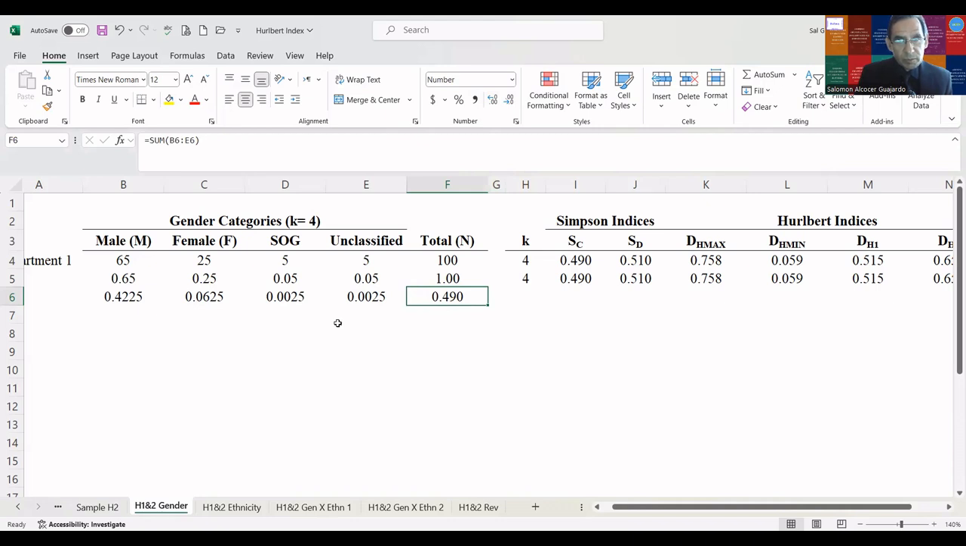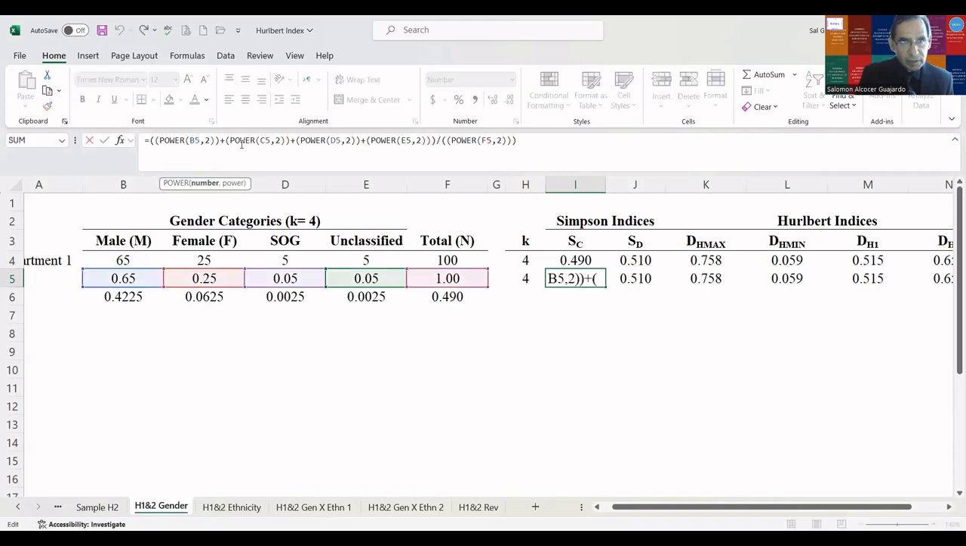So the sum of the percentages squared is 0.490. Again, that matches the 0.490 for the concentration score. So I can again do it two ways. I can use the power function. And again, in Excel, that's going to equal parentheses, power, parentheses, B5, comma 2, parentheses.